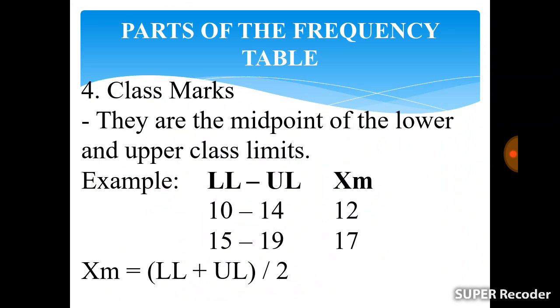Okay, so let's have another example, 15 to 19. So to get its class mark, you just have to add 15 and 19 and divide it by 2 to get 17.